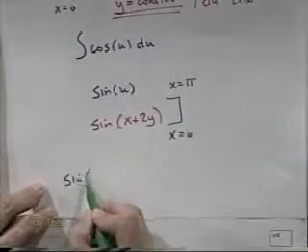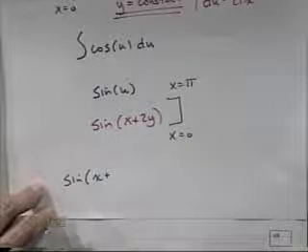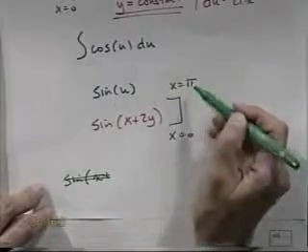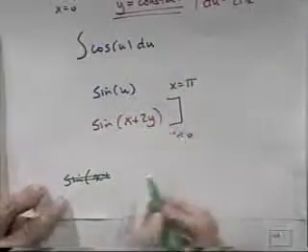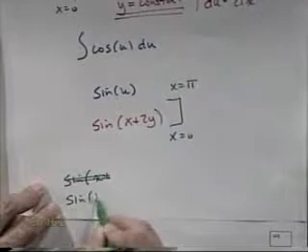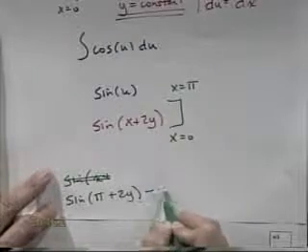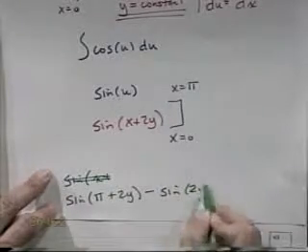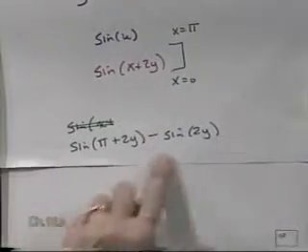So we have sine of x plus, oh, excuse me. Why did I mess up? x is ranging from pi to 0. So I'm plugging in pi in for x. So I have sine of pi plus 2y minus sine of 0 goes in for x. 0 plus 2y is 2y. Now you might be very happy with that, but I'm not.